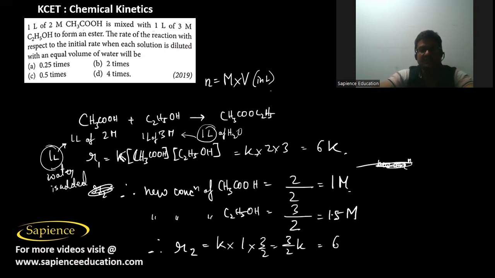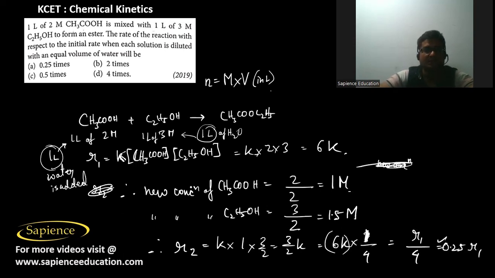So this we can write as 6K into 1 by 4, so it means that it is R1 by 4. So the final rate is 1 by 4 times the initial rate, meaning 0.25 times R1. It means the rate of the reaction with respect to the initial rate is 0.25 times. So option A is the correct answer.